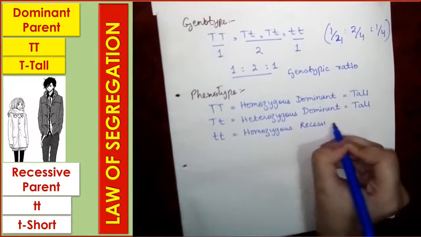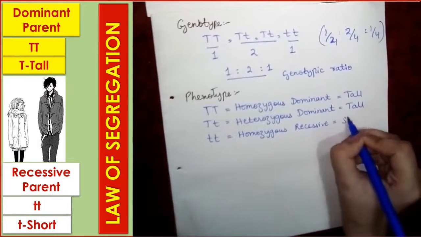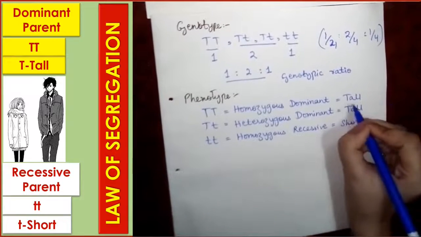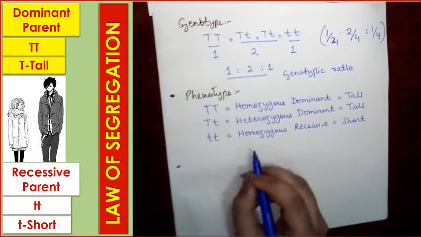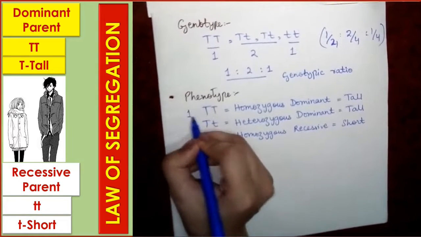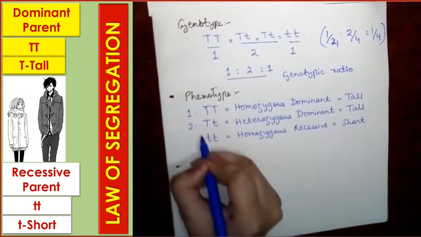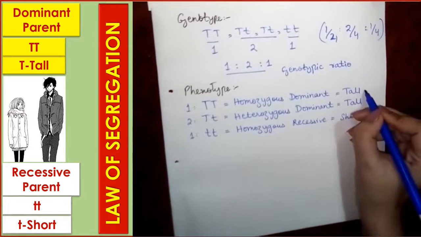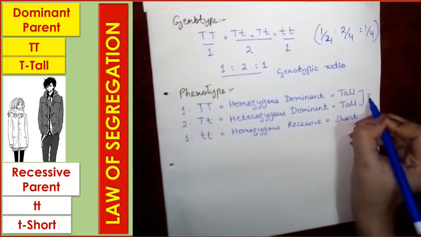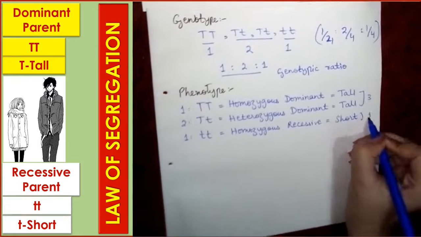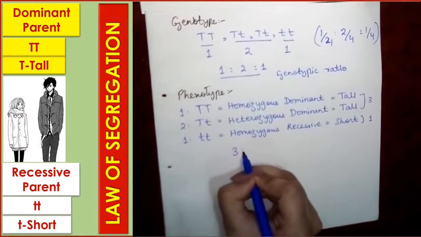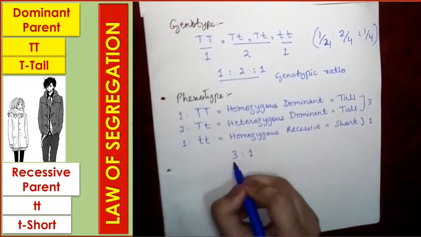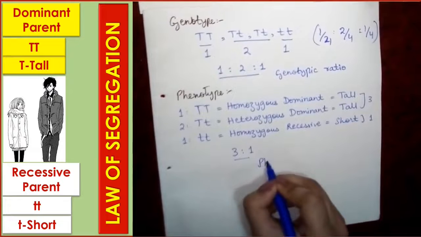So through this we can see that one is tall in height with homozygous, two are tall in height with heterozygous, and one is short in height. So among the four, three are phenotypically tall in height and one is short in height. So the phenotypic ratio of the law of segregation will be 3:1.